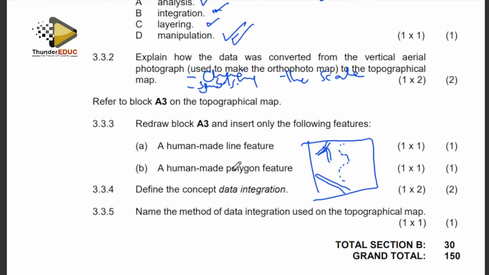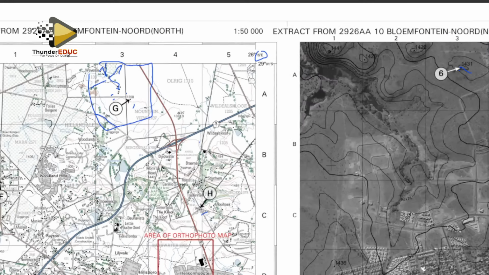Then they say a polygon feature in this area. We come here. A polygon, we said, is something that forms a shape. Okay, I want to first delete this so that I can be in a position to see the polygon feature that I want to refer to. Okay, we have got this here, this here. There's a polygon feature here. Okay, there's a polygon feature here.